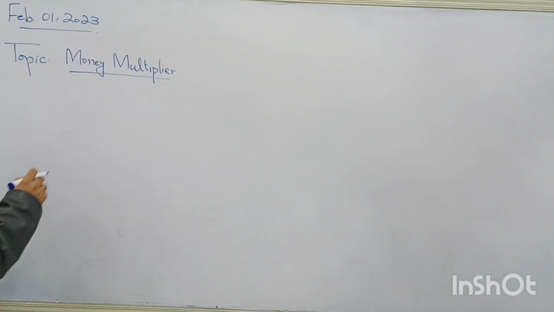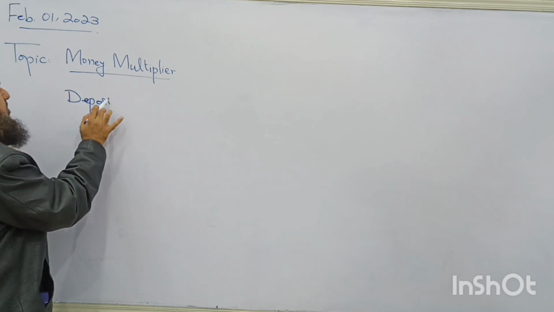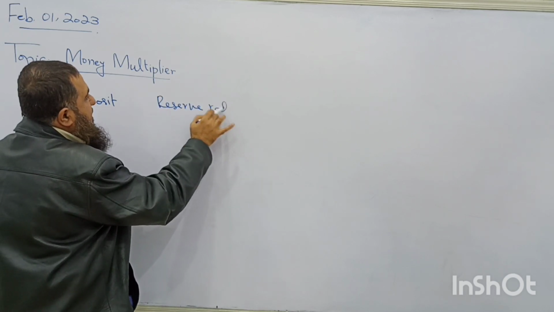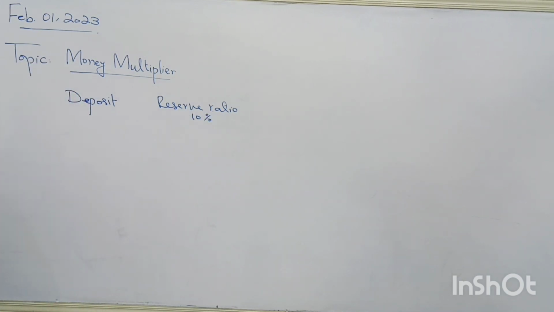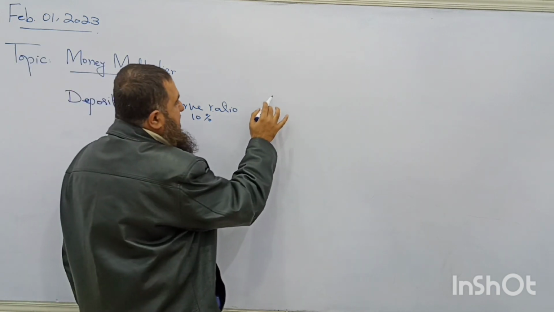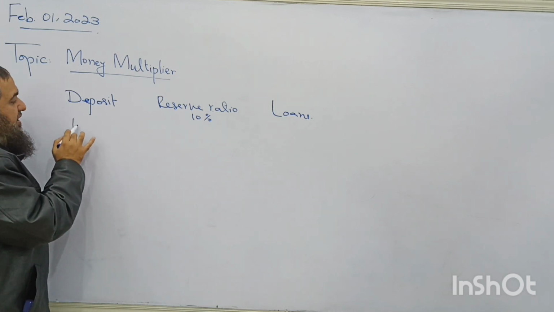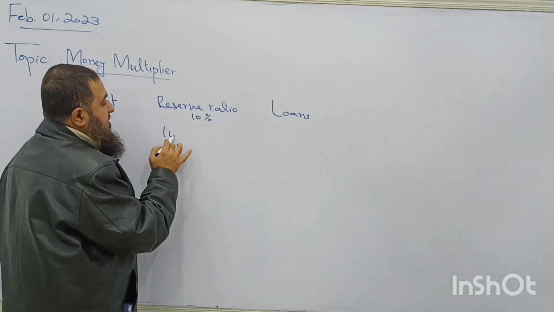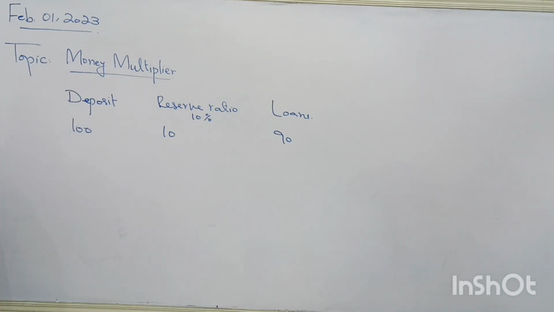So first of all, what is happening? This is the deposit of the commercial bank. Here I am writing the reserve ratio. What is the reserve ratio? This is 10%. How much is it? 10%, and the remaining is given as a loan. For example, 100 is the initial deposit. Its 10% is 10, and the remaining 90 is given as a loan. Clear? Over here.